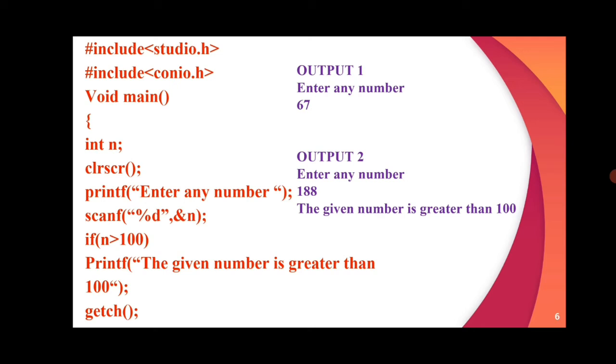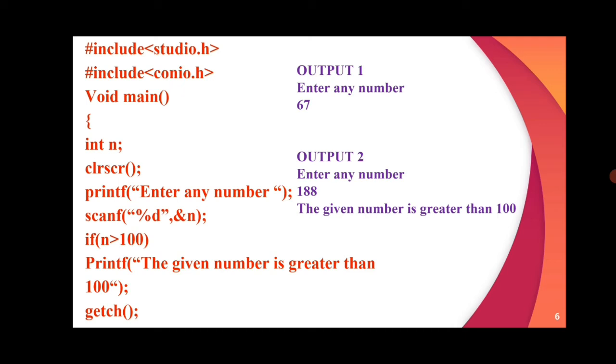Now come to output 2. Enter any number. I have entered 188. Here the compiler substitutes this 188 value in this condition. 188 is greater than 100. Is it true? Yes, this is true. That's why it displays "The given number is greater than 100".